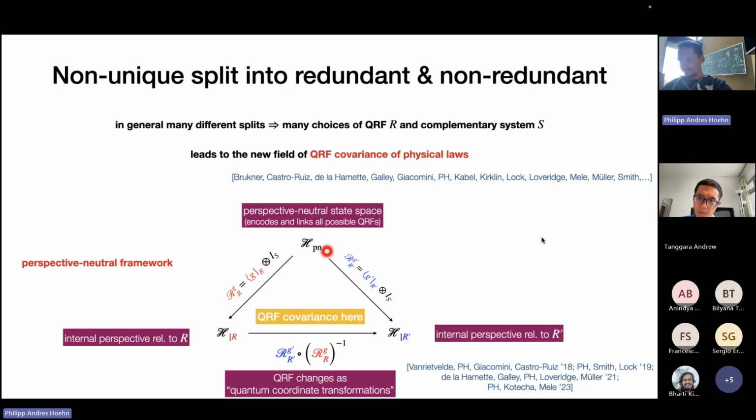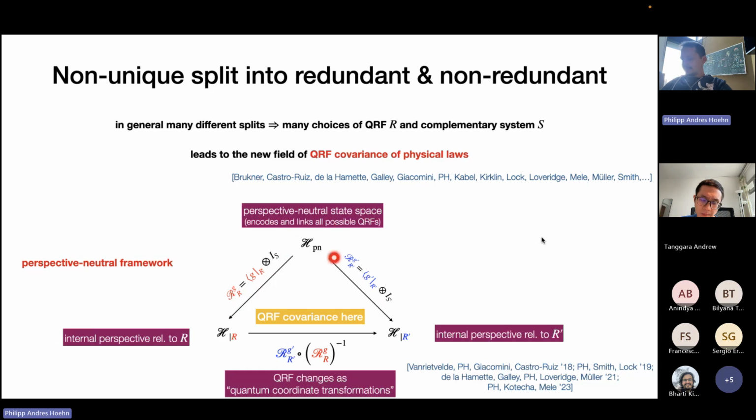I go back to this gauge invariant Hilbert space, and I can concatenate it with a forward map into the new Hilbert frame perspective. And so this operation defines a map from here to there, like a quantum coordinate transformation, and that's a quantum reference frame transformation.